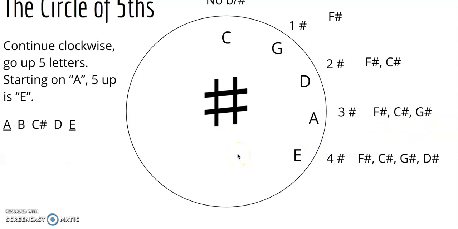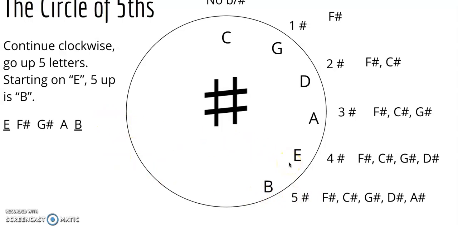Let's continue going clockwise. Starting on A, 5 away is E. 1, 2, 3, 4, 5. In the key of E, we have 4 sharps, F sharp, C sharp, G sharp, and D sharp. Let's continue.